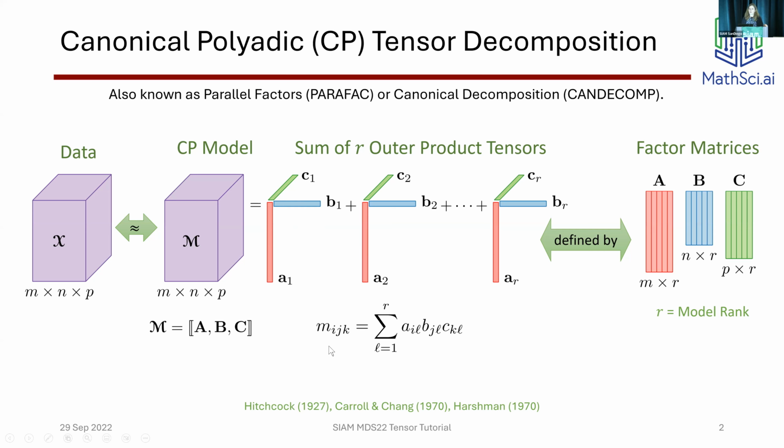The IJK entry of the model is equal to this funny looking sum. What this says is you take row I of the matrix A, row J of the matrix B, and row K of the matrix C. You element-wise multiply those 3 rows together, and then you sum that up. That gives you the IJK entry, and you do that for every entry. That's how you create your model, which is an approximation of your data. We call this a multilinear model.